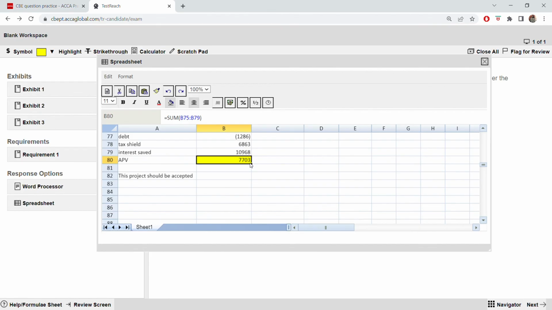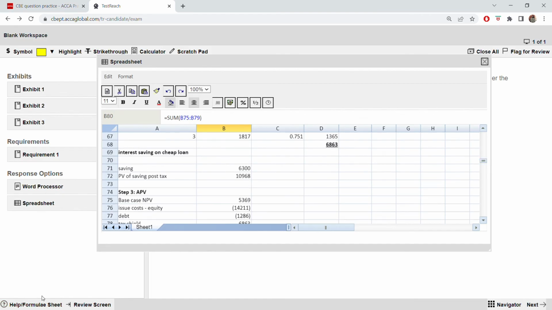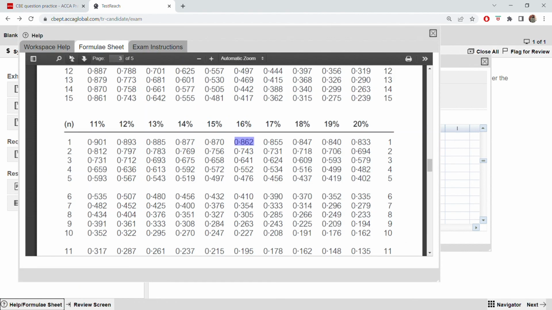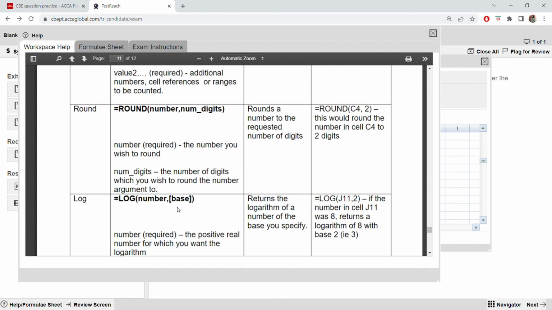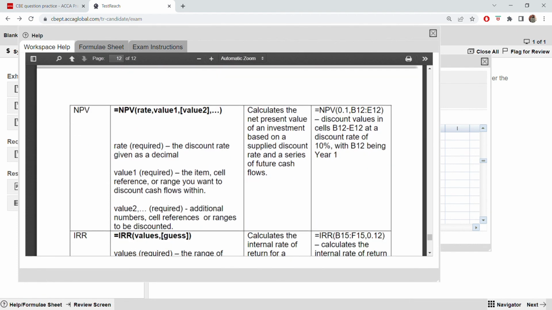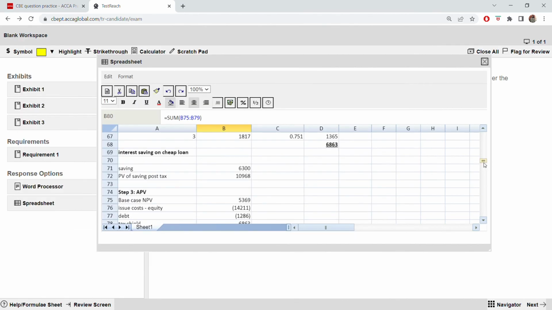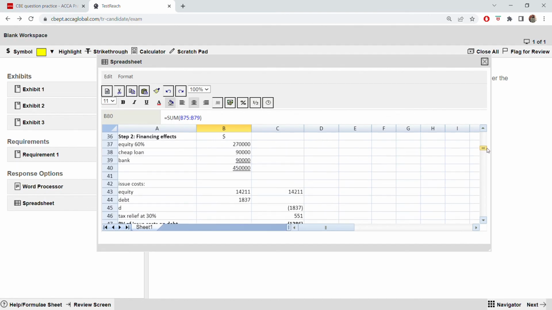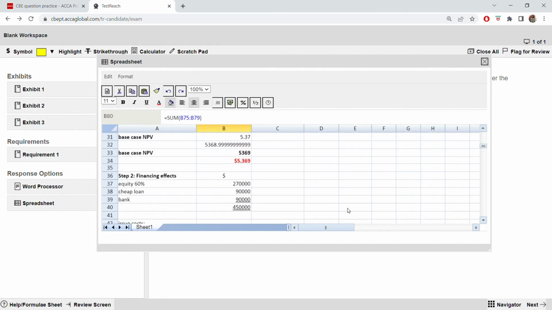So now we are done with this question, okay? And what else is left? I promised you that I'm going to show you the formula for net present value that we have used earlier here. Workspace help, go down, and this formula, okay? So let's do this formula and see if we are getting the same base case net present value or not. We'll go up. You have to be able to get this 5369.